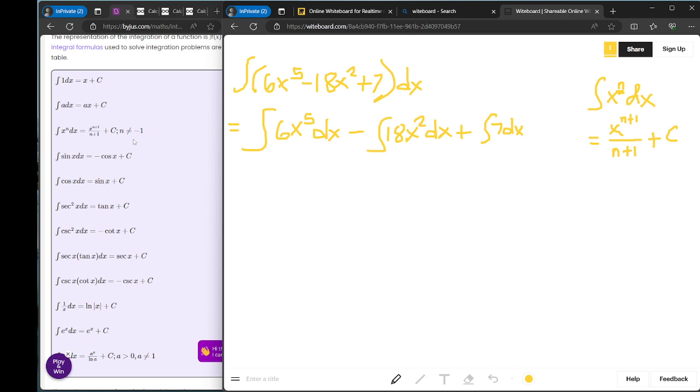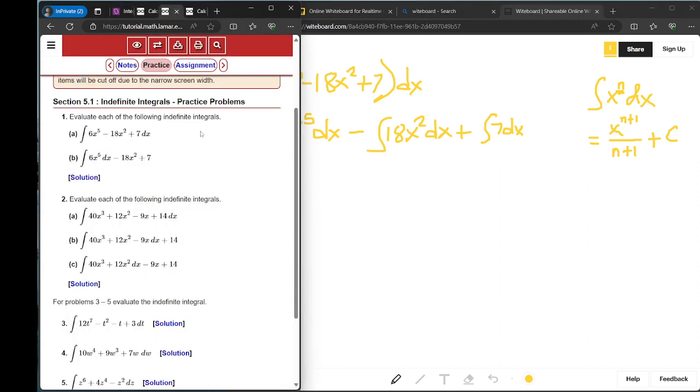There is a notice here that n should not be equal to negative 1. Because if n is equal to negative 1, the denominator will become 0. And when you divide any number by 0, the answer is undefined. So we cannot solve it, and we will have problems in our solution. So we have to avoid n equal to negative 1. But anyway, this is not our problem yet, since the topic here is indefinite integrals.